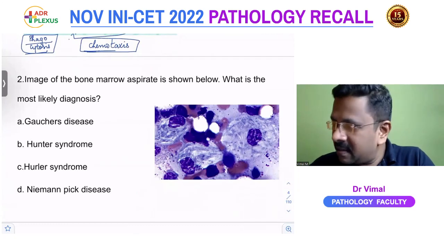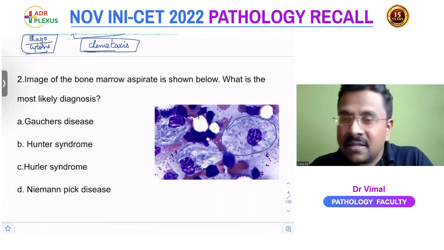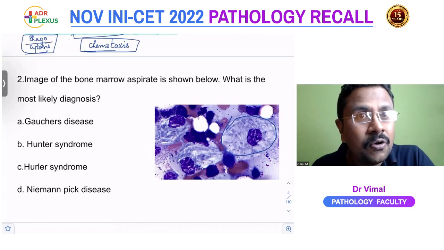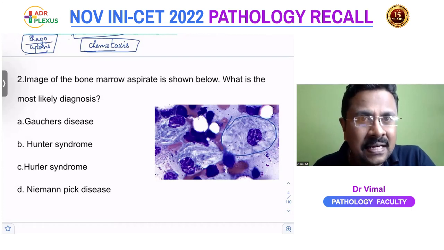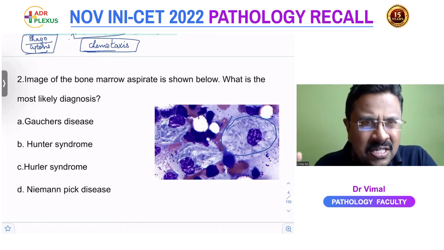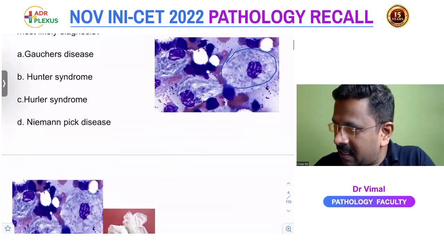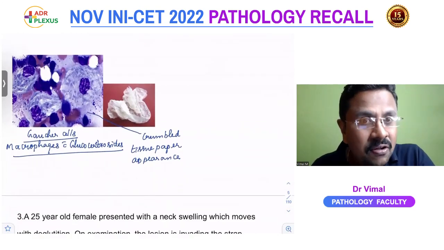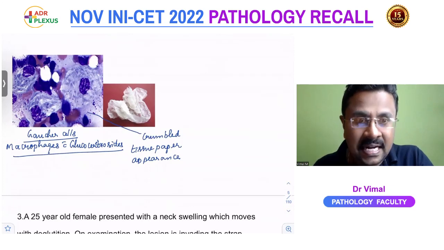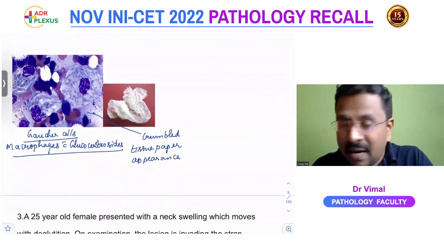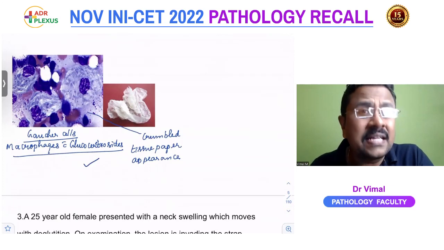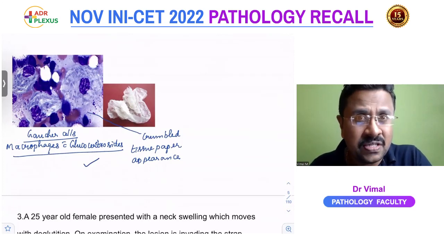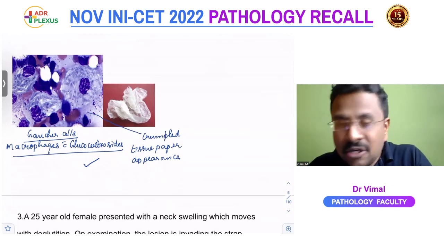All of you are aware that these are macrophages present in the bone marrow, containing undigested material, that is glucocerebrosides. As you can see from our workbook which we have discussed, these are typical Gaucher cells, macrophages with glucocerebrosides, and their characteristic appearance is the crumpled tissue paper appearance.